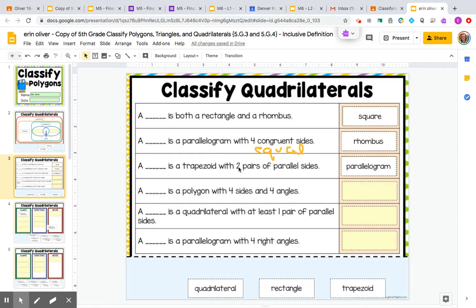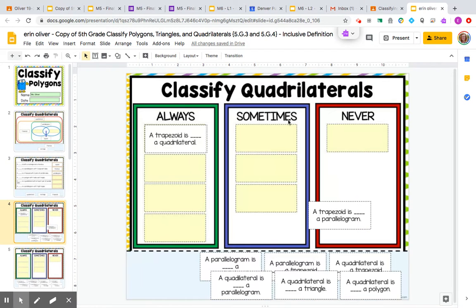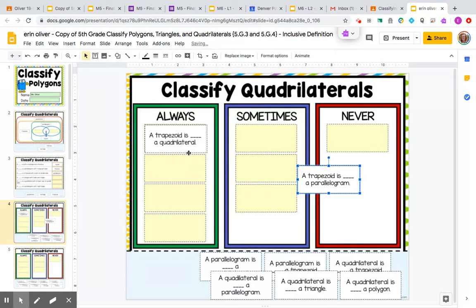Finally, a trapezoid with 2 pairs of parallel lines. Trapezoids don't have 2 pairs of parallel lines, but I know a parallelogram does. You then also have statements like this, where you have to put this statement into, is it always true, sometimes true, or never true? I already helped you with 1, and then we're going to go over the second one.